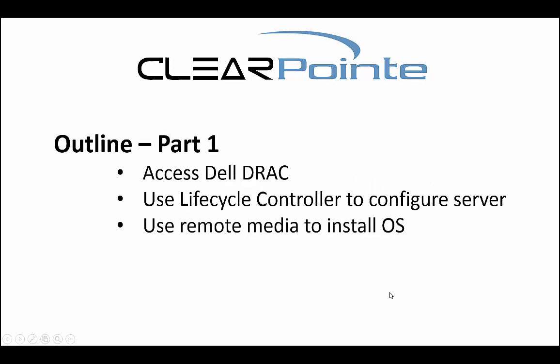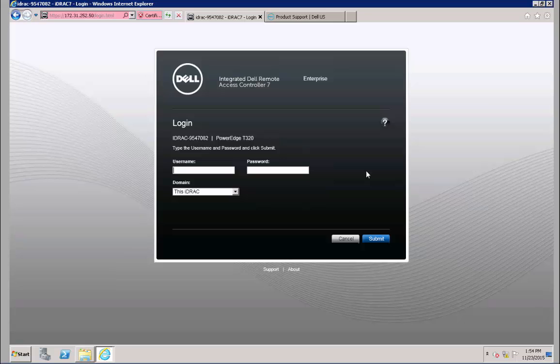So for part 1, we're going to access the DRAC, the Dell Remote Access Card, to install and configure the server. We're going to use the Lifecycle Controller to configure the RAID configuration for the disks and to install the OS. And then we're going to use remote media to actually get the OS to install onto the local disk. So let's get started.